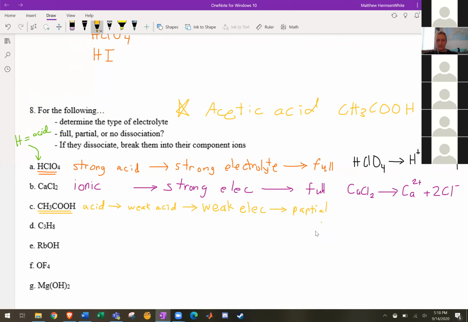Now the way we notate this is we have CH3COOH, which is acetic acid, and we want to say partial, so we do a double arrow like this, going both ways. CH3COO minus, that's the acetate, plus the H+ ion. Now this double arrow here just signifies that it's dissociating, but it's not completely dissociating. Some of them are going to stay together as acetic acid.